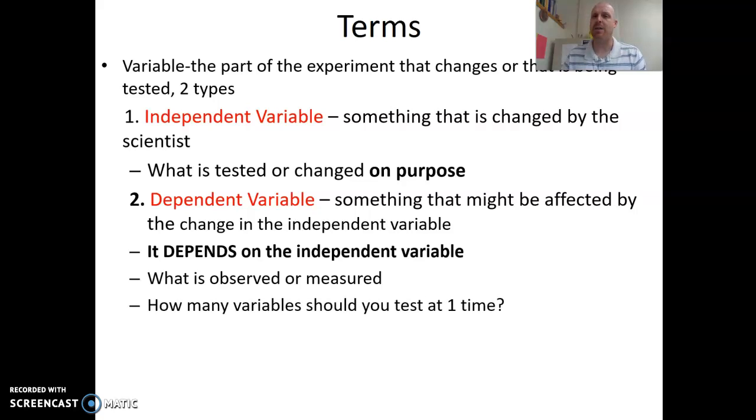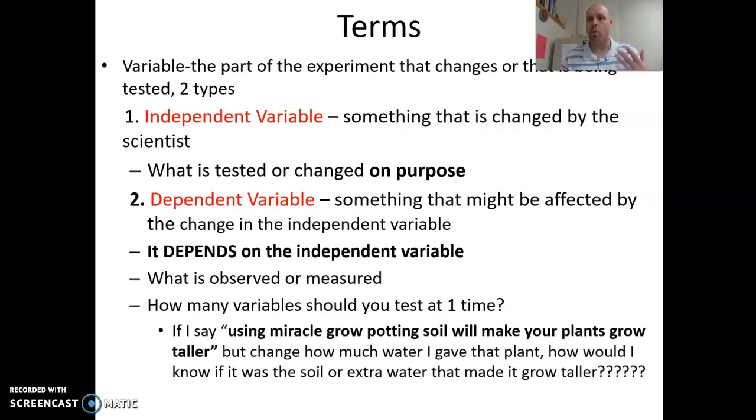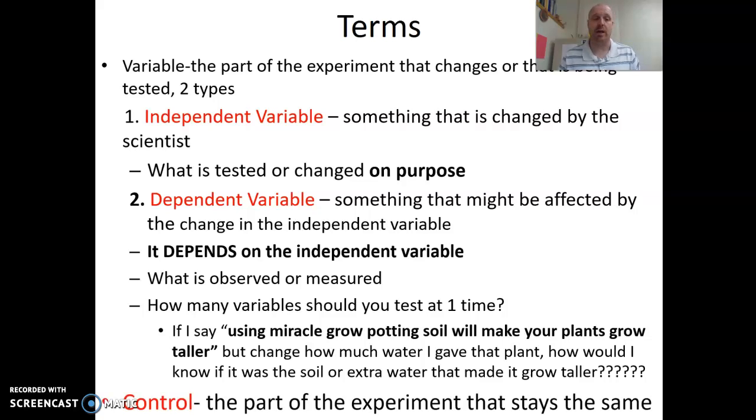Okay. How many variables should you test at one time? Should you test the difference between coffee, Coke, Mountain Dew, and then how many cups of each that we get, to determine how awake you feel? Well, all the results would be really mixed up. So you only want to do one variable at a time. So again, if I'm saying using Miracle-Gro potting soil will make your plants grow taller, but I change how much water I give the plant, how will I know if that was the soil or the extra water that made it grow taller? Okay, so we always want to test one variable at a time if possible.